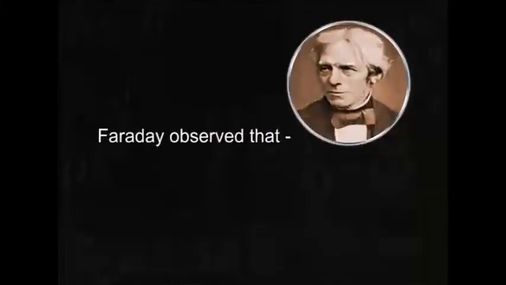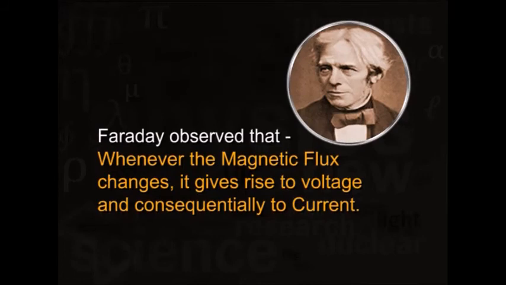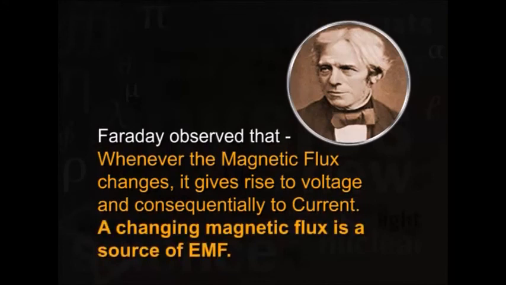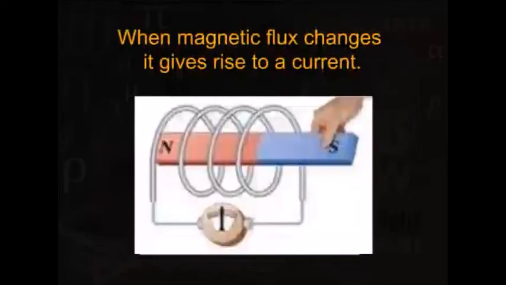So, if a current can influence a magnet, then will not a magnet influence the current? Faraday observed that whenever the magnetic flux changes, it gives rise to a voltage and consequently to a current, meaning that a changing magnetic flux is a source of EMF. Now, magnetic flux can be changed either by moving a magnet, say inside the coil of a metal conductor, or you move the coil itself and keep the two magnetic poles in a fixed position.